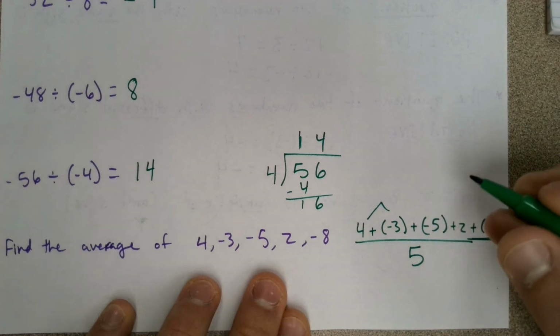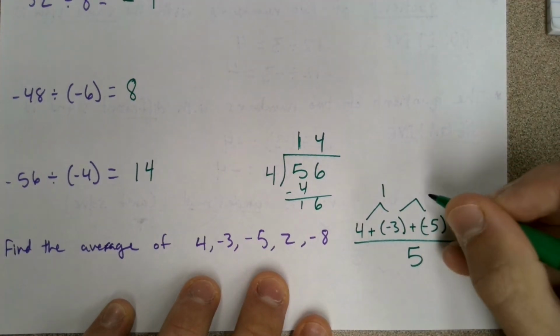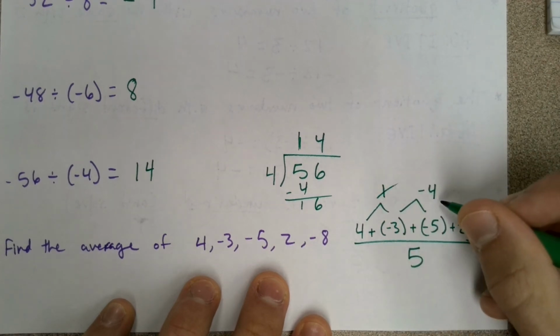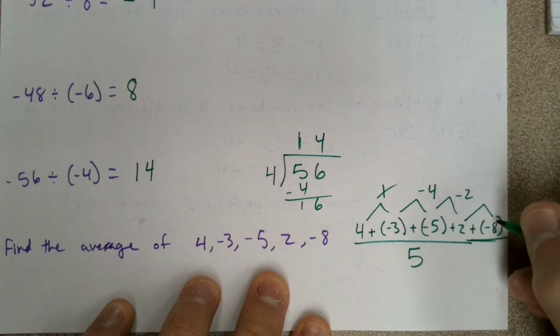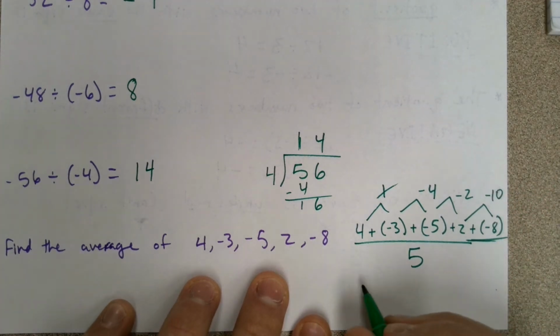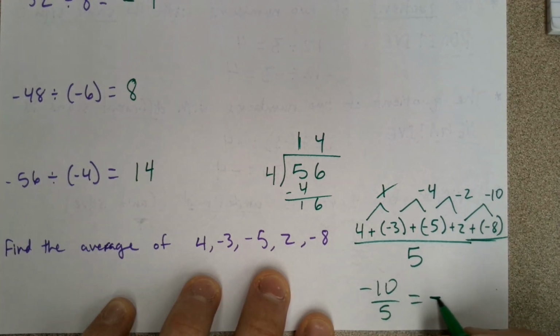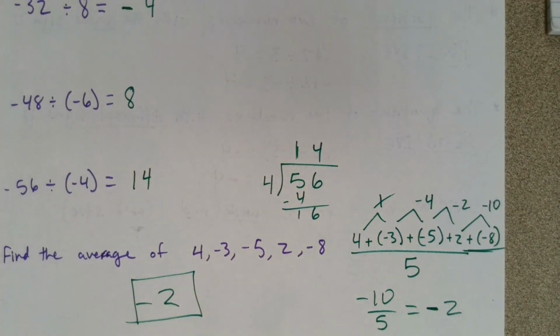4 plus negative 3 would be 1. 1 plus negative 5 would be negative 4. Negative 4 plus 2 is going to be negative 2. Negative 2 plus negative 8 is going to be negative 10. That leaves us with negative 10 over 5. I see different signs, a negative on top, positive on bottom, different signs. I know it has to be negative. 5 goes into 10 2 times. Our average of those would be negative 2.